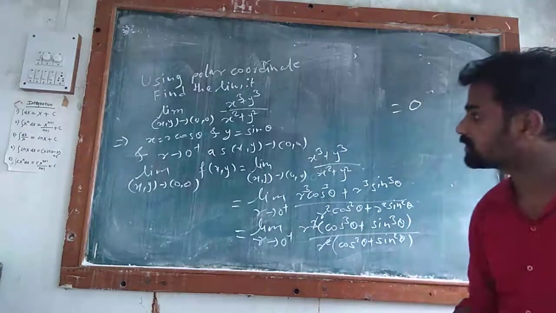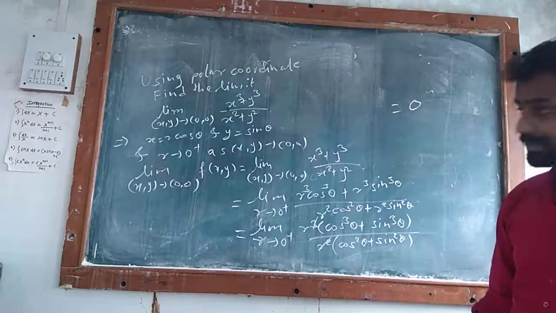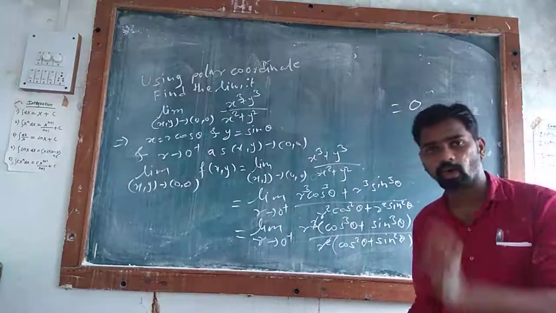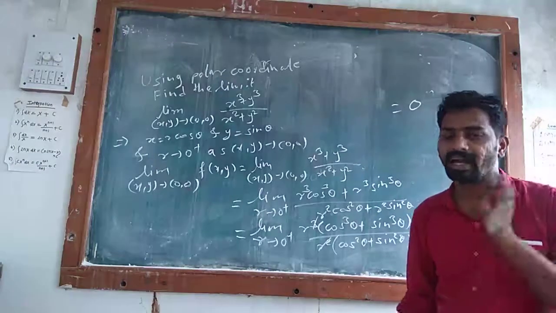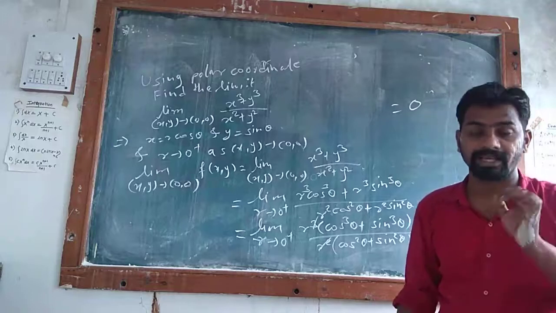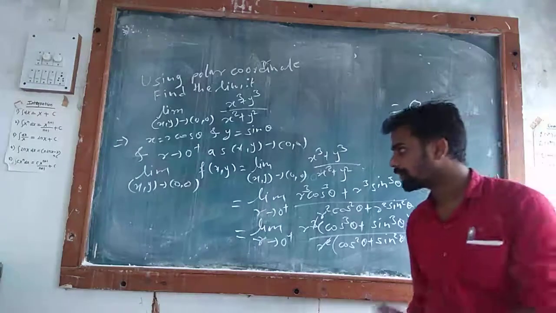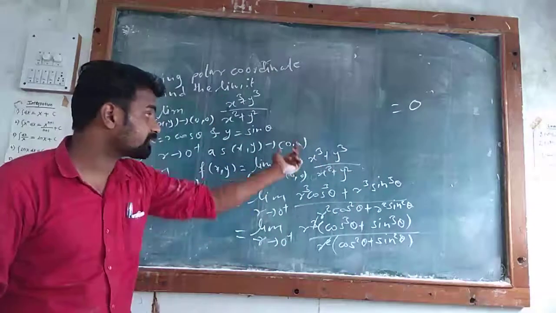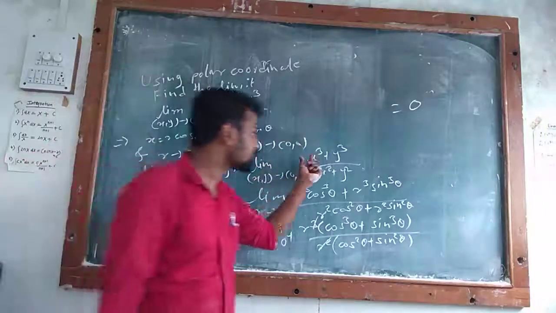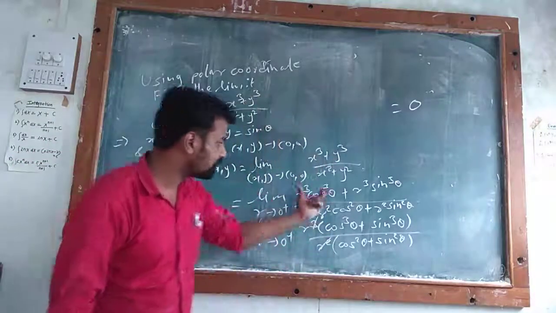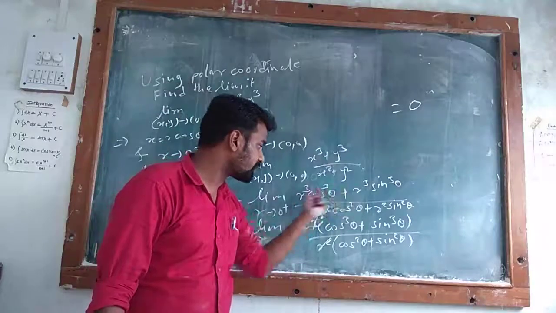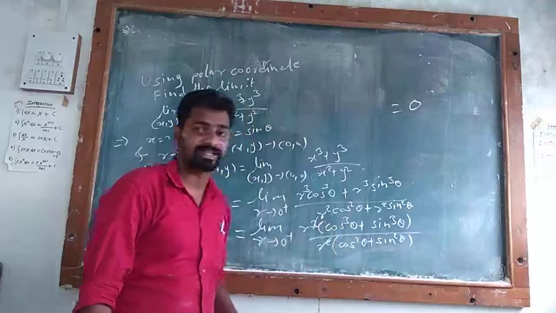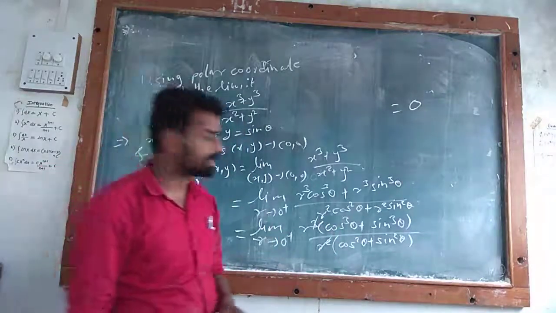I repeat this question: using polar coordinates, find the limit as x, y tends to 0, 0 of x cube plus y cube upon x square plus y square. For finding this, we have polar coordinates x is equal to r cos theta and y is equal to r sin theta, and r tends to 0 plus as x, y tends to 0, 0. Now the limit as x, y tends to 0, 0 of f of x, y is obtained by putting the value of f of x, y and putting x equal to r cos theta and y equal to r sin theta. We have this equation. If you take r cube common from these two terms and r square common from these two terms, we have r cube in a bracket cos square theta plus sin square theta and r square in a bracket cos square theta plus sin square theta.